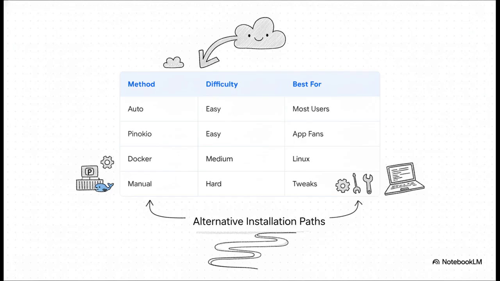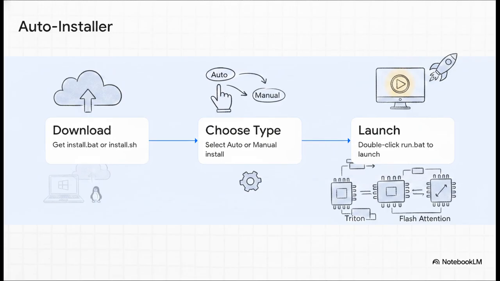For the vast majority of you, the one-click script is going to be the absolute easiest and best path. It handles basically everything automatically across Windows, Mac, and Linux. Now, if you already use the Pinocchio app manager, there's a quick route for you too. If you prefer containerized, clean setups on Linux, Docker is fantastic. And of course, there's a manual route if you're an expert who wants to do all those custom tweaks. So let's walk through that highly recommended one-click auto installer.